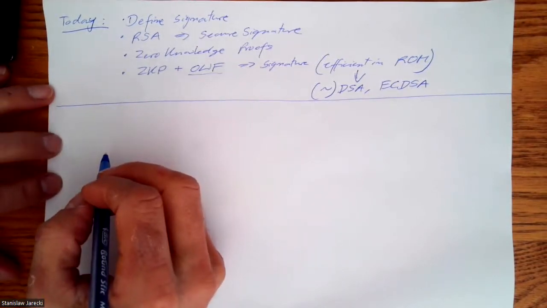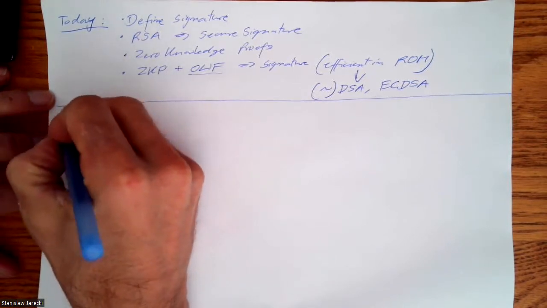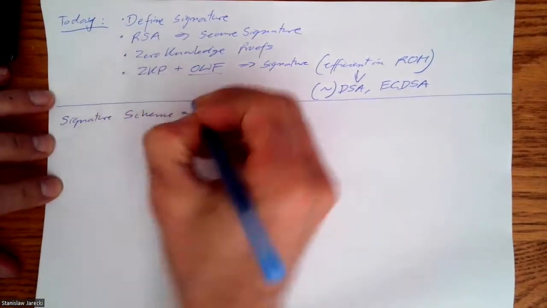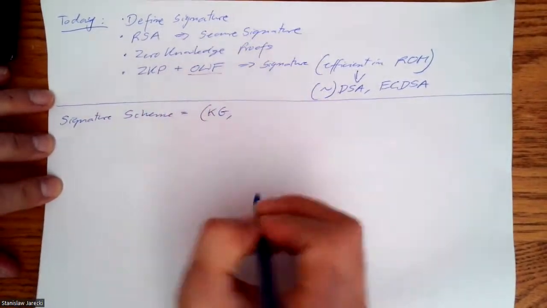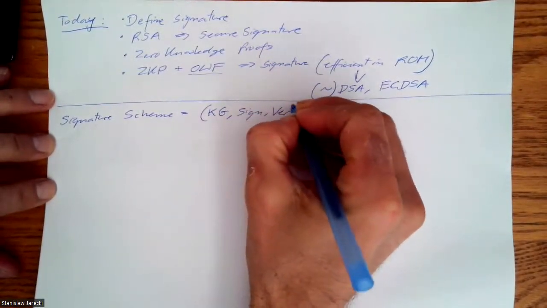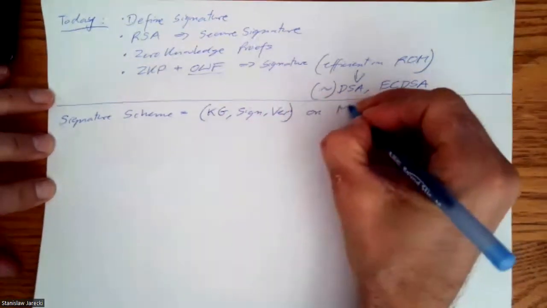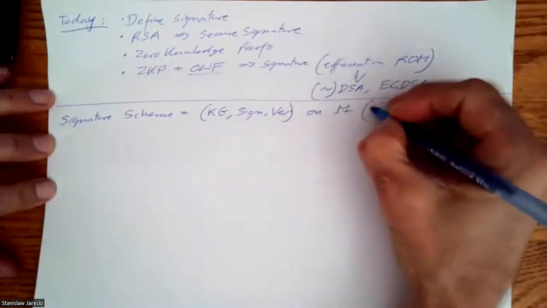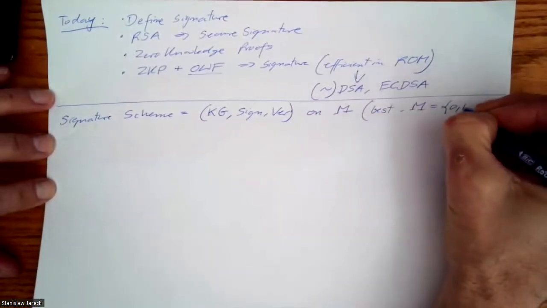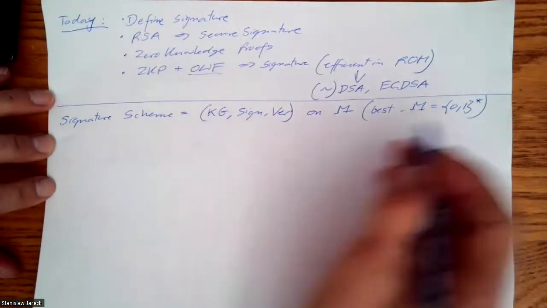Okay, so let's jump to it. What is a signature scheme? So a signature scheme is a tuple of algorithms: generate a key, sign, and verify. On some message space M. Okay, best, of course, is that the message space simply includes all bit strings, but that might not be achieved at first.